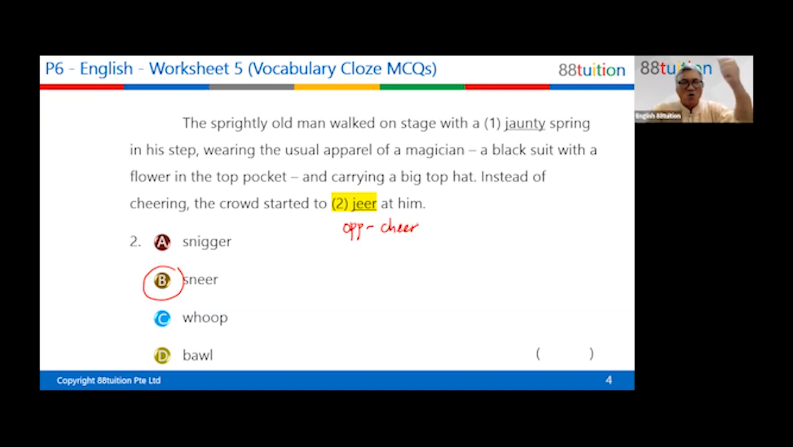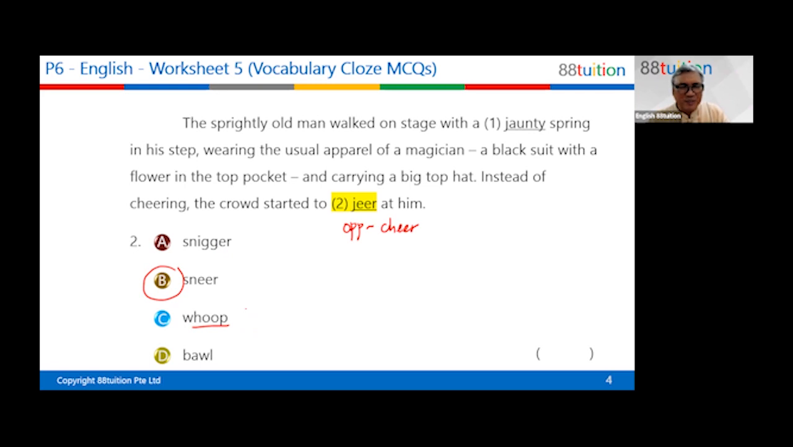Yay, go, go, cheer, and encourage him. Cheer is boo, no good, you're no good. So the idea of sneer. Okay, so some have put snigger. I think one person has put a whoop. Okay, whoop tends to be positive, is good.